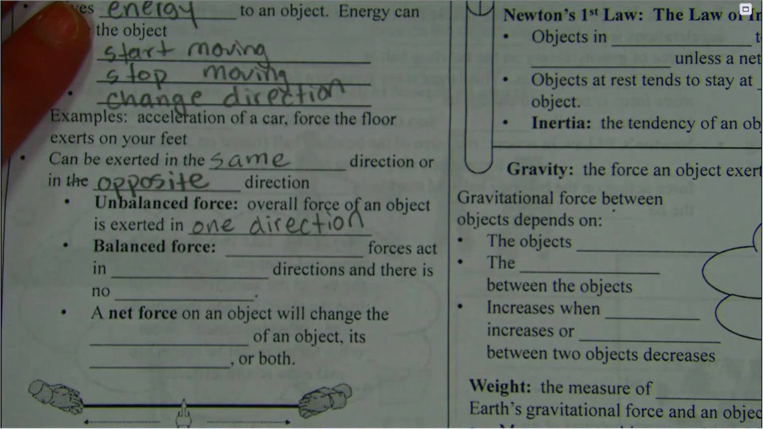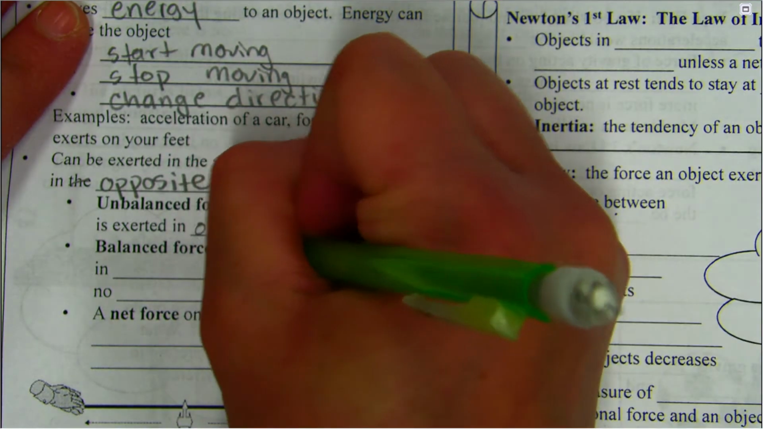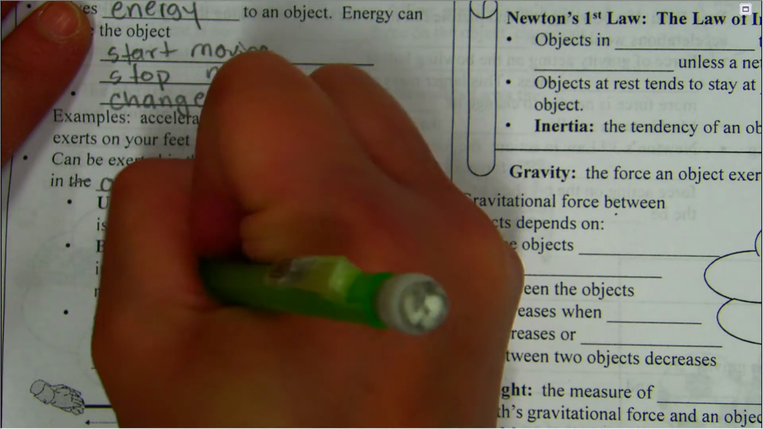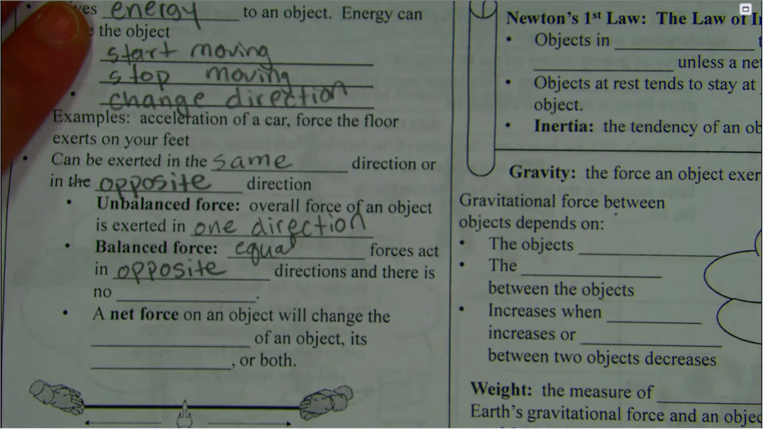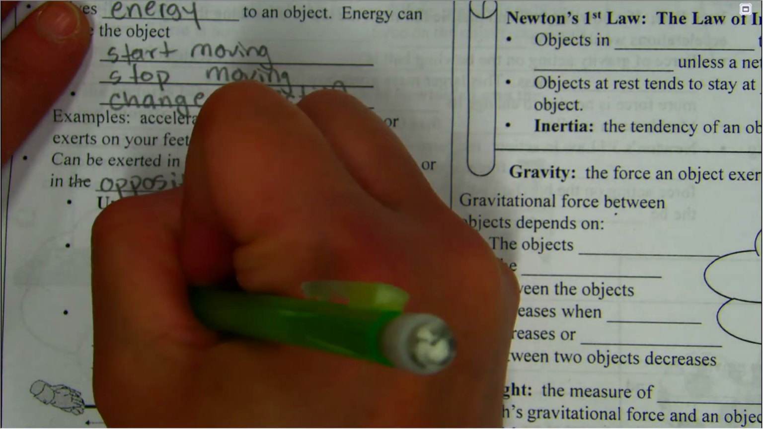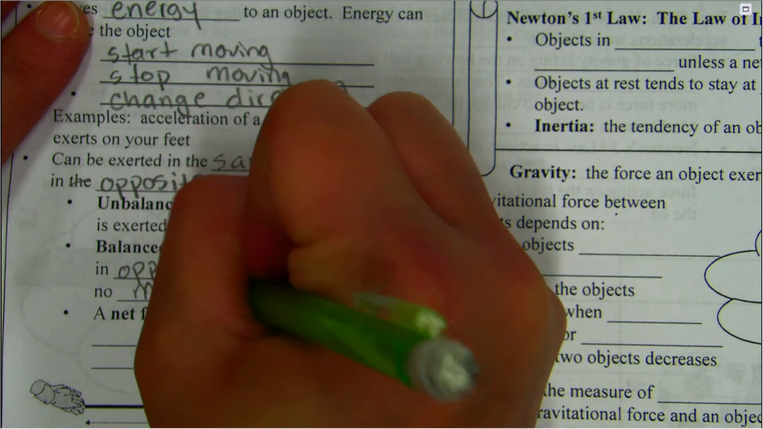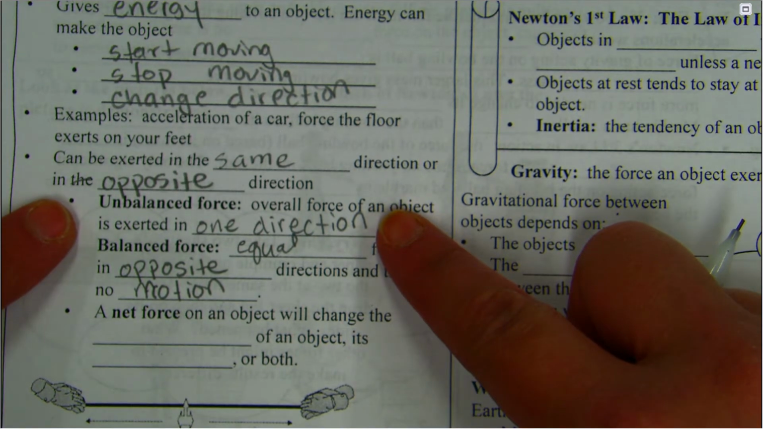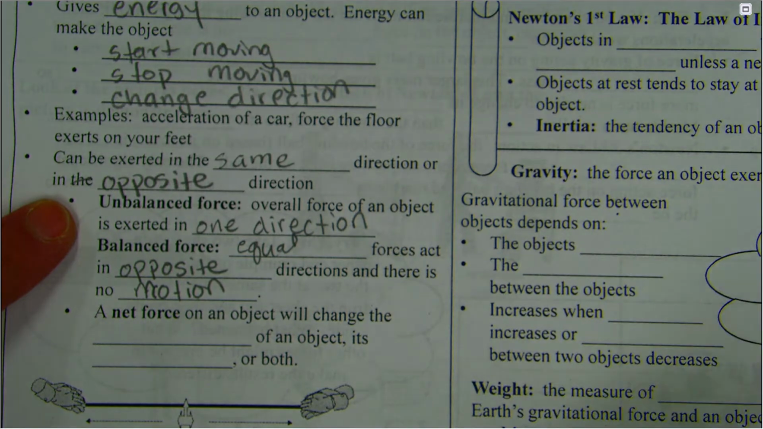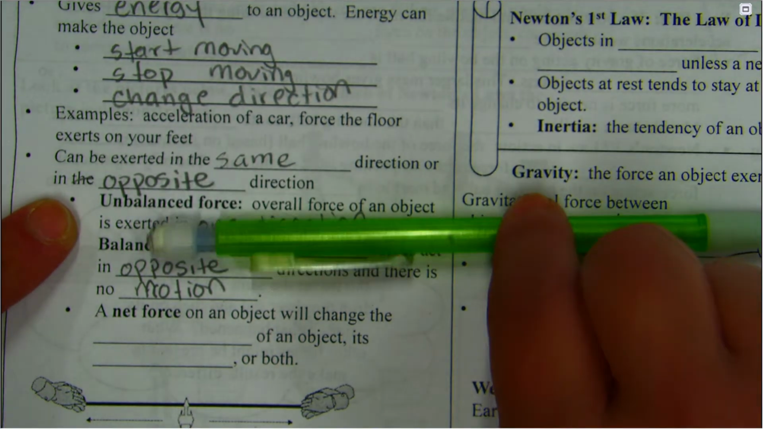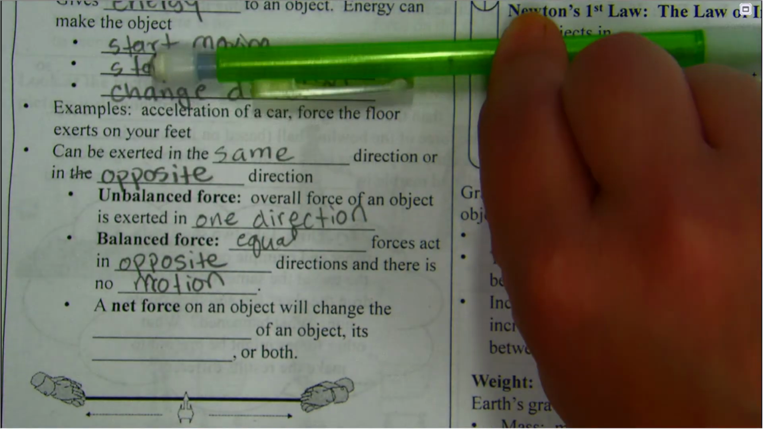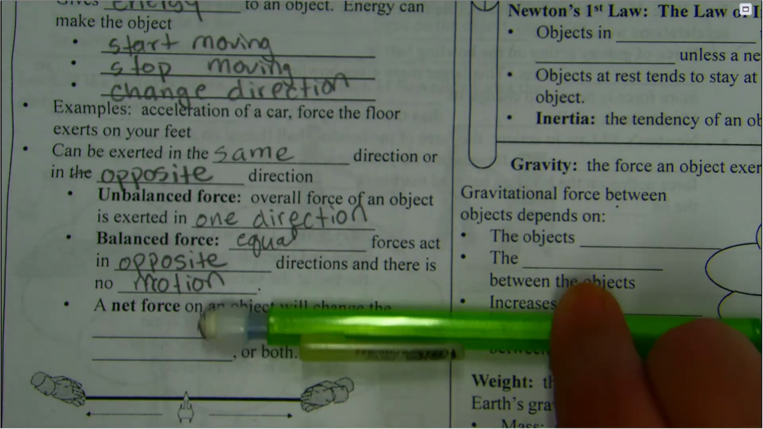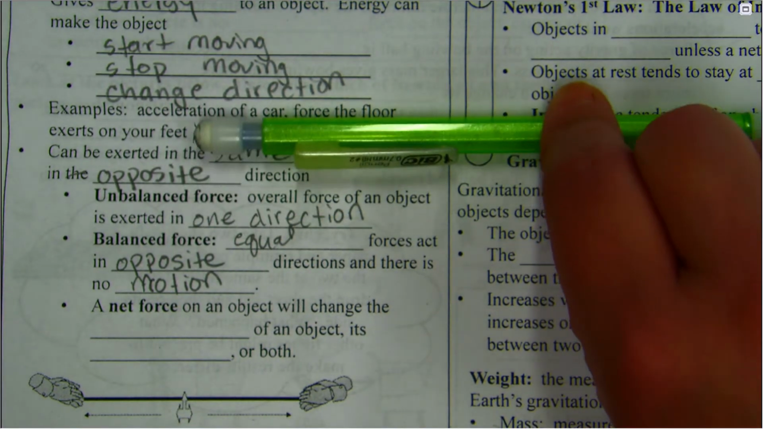A balanced force is when we have equal forces which act in opposite directions, and therefore there is no motion. So the difference between an unbalanced and a balanced force is that an unbalanced force is going to give motion. For example, if I take my pencil and I push it, that is an unbalanced force. There is a force in the upward direction causing my pencil to move.